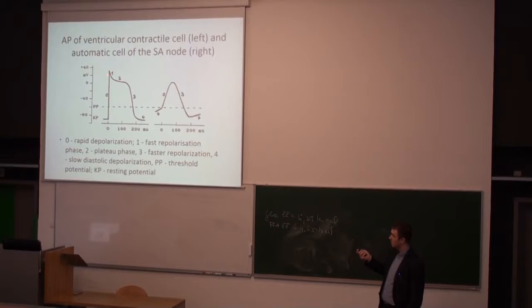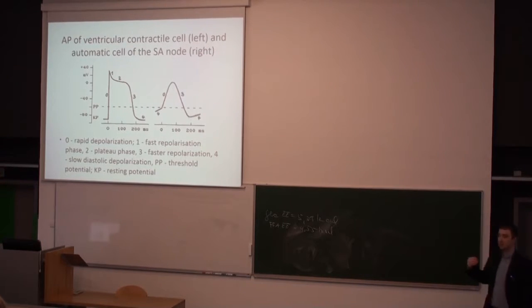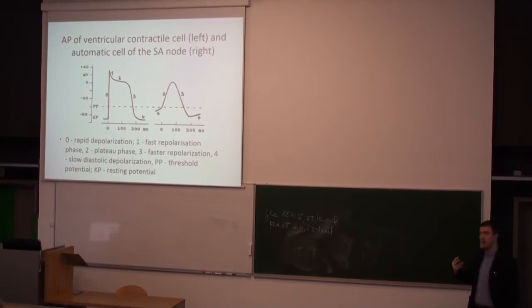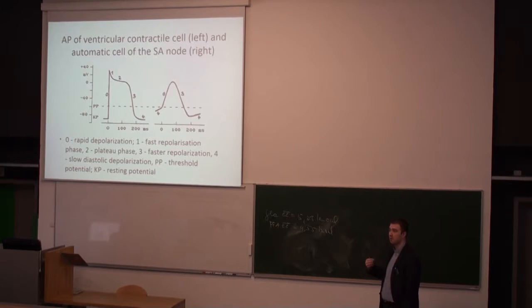After this quick depolarization, when you reach the positive values, you have the first fast repolarization. But after that, you have some delay, and this delay we call the plateau phase. The plateau phase is quite an effective protective mechanism against developing arrhythmias in the heart.